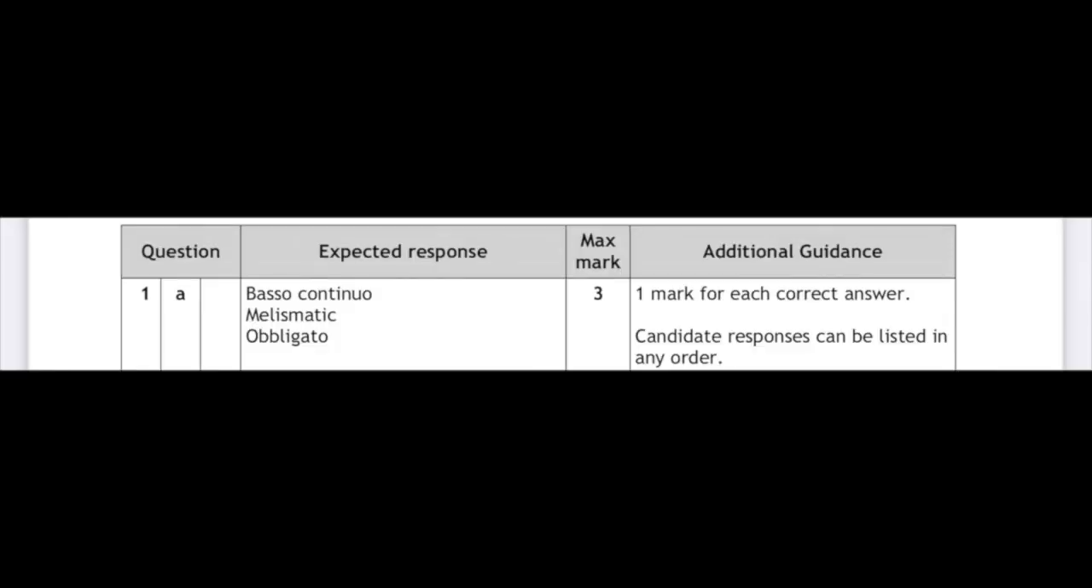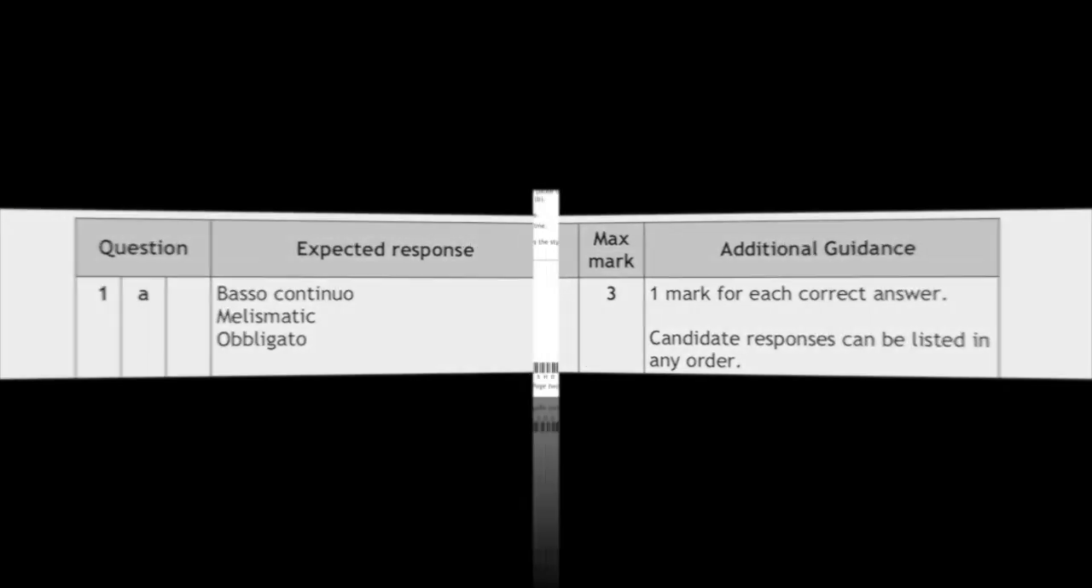Now that you've had the opportunity to try that question, before we move on to part B, the answers that you should have found were basso continuo, as you heard the kind of harpsichord bass line. You should have heard melismatic, as the male voice had several notes per word, and the obbligato joining in on the trumpet, that being the particularly prominent solo part that joined in with the singer.